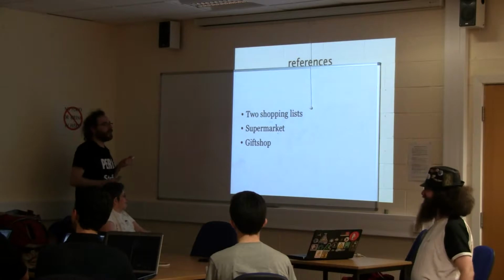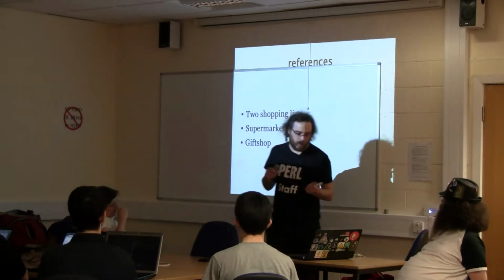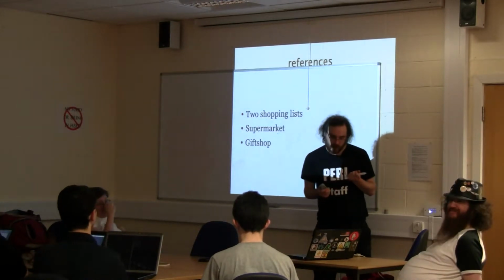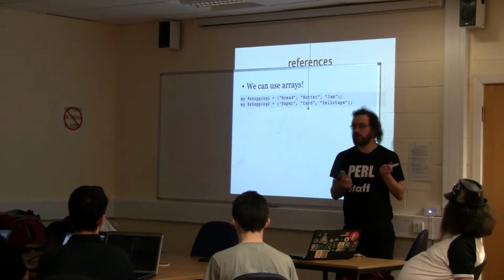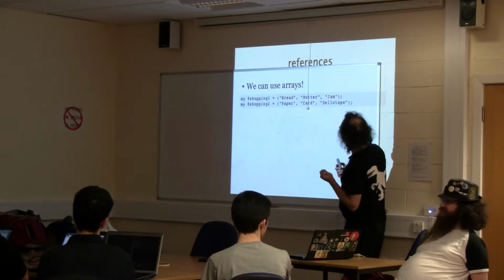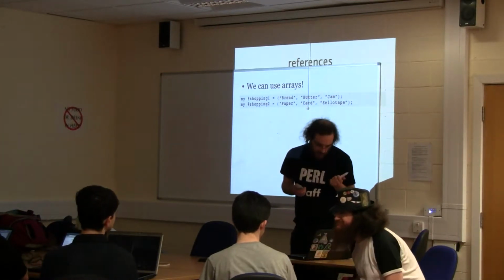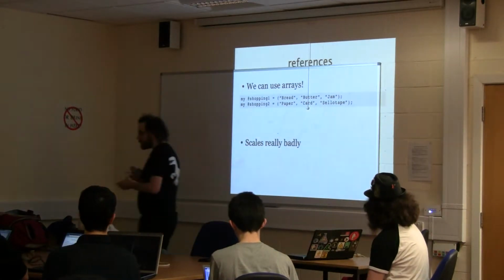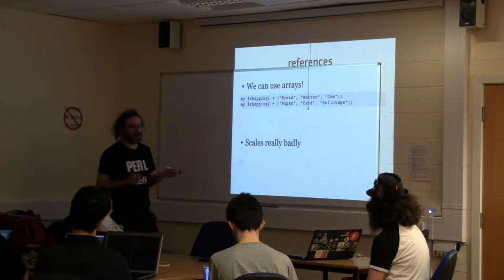So, let's assume that we want to represent two shopping lists, one for the supermarket and one for a gift shop. So, how do we do that? We could use an array like this, which is kind of okay, but it scales really badly. What if we had 10 shopping lists and we declared these as 10 different arrays? It's a bit of a pain, really, isn't it?